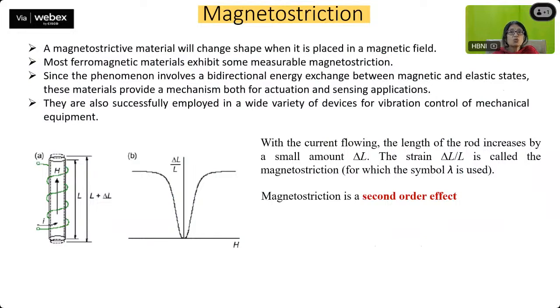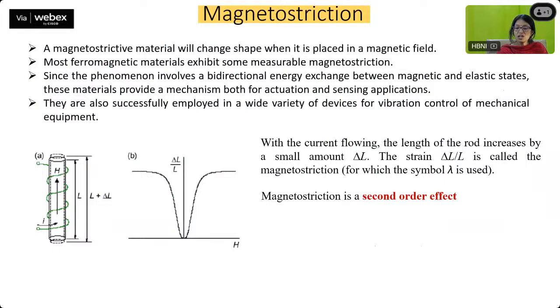So now we discuss what is magnetostriction. A magnetostrictive material will change shape when it is placed in a magnetic field. Most ferromagnetic materials exhibit some measurable magnetostriction. Since the phenomenon involves a bidirectional energy exchange between magnetic and elastic states, these materials provide a mechanism for both actuation and sensing applications. They are also successfully employed in a wide variety of devices for vibration control of mechanical equipment.